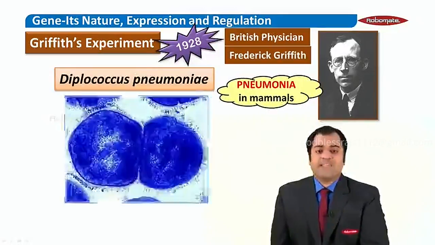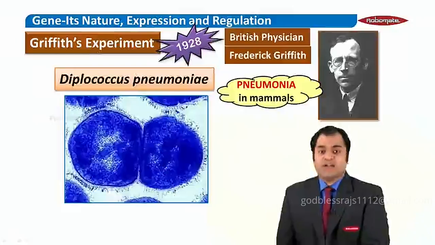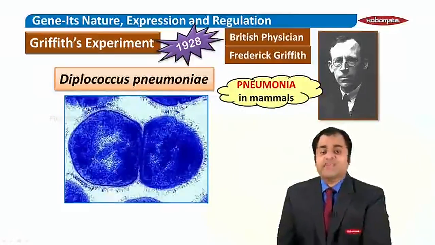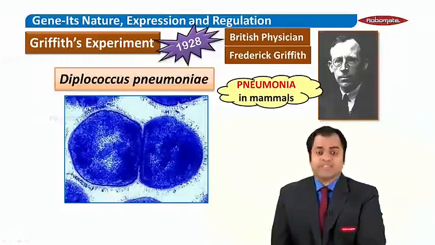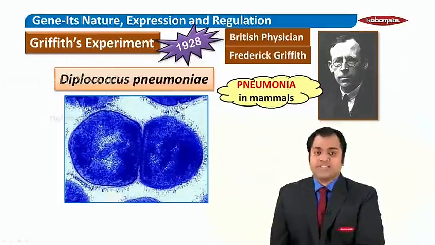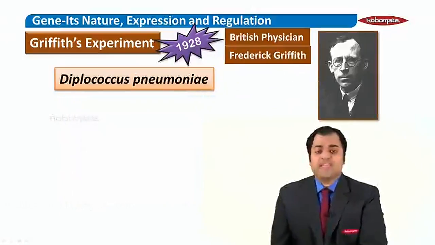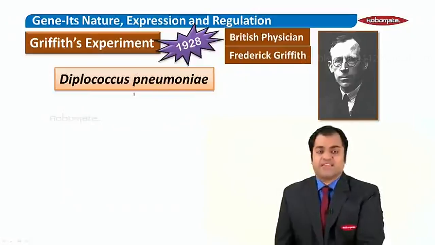If you look at the bacteria under a microscope, what you see are two spherical cells attached together, right? And that is why the name is Diplococcus. So it's a bacteria which has two cells attached to each other, Diplococcus, and is known to cause pneumonia in mammals. Now, Griffith basically used two different types of bacteria.